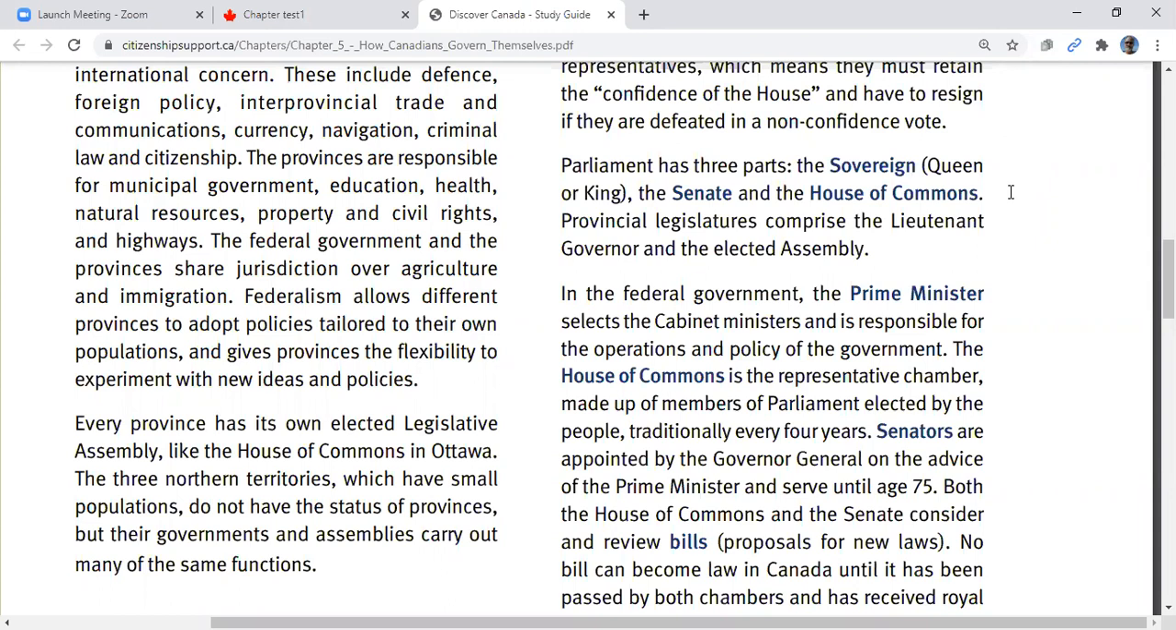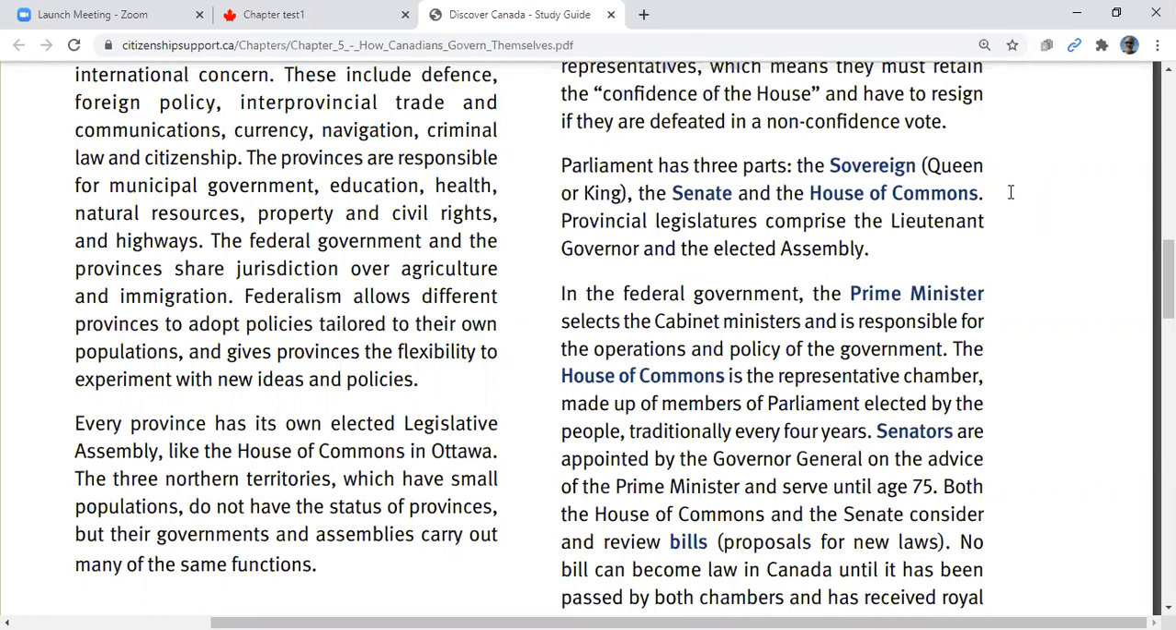And then that's for Ottawa. And then the provinces, instead of a queen or king or a governor general, they have a lieutenant governor. So that's the representative of the queen or king and the elected assembly, instead of a House of Commons. So in Ottawa, we have the sovereign, queen or king, the Senate and the House of Commons.